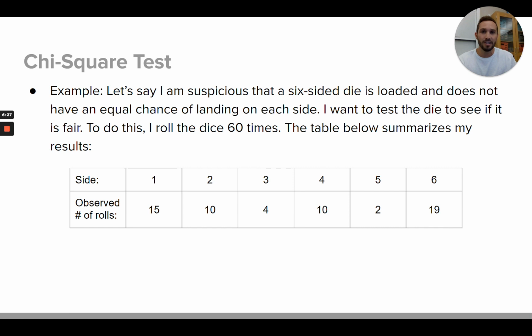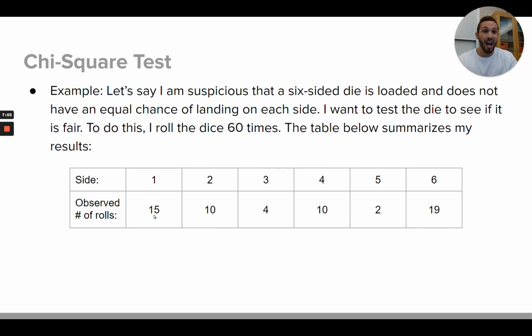So let's say I'm suspicious that a 6-sided die is loaded and does not have an equal chance of landing on each side. My friend is doing some sketchy things with this dice. I don't know, but I'm starting to get really suspicious. It really seems to me like this dice does not have an equal chance of landing on each side, 1 through 6. So let's say I take this dice and I test it, and I'm going to roll it 60 times. And after I roll it 60 times, here are my results.